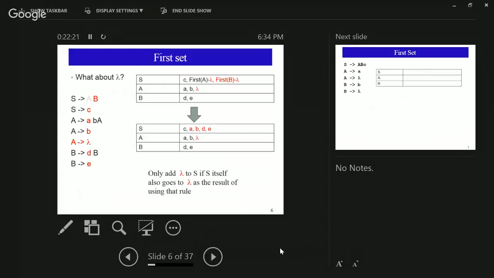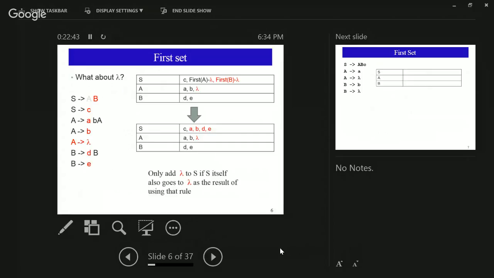You never move lambda into S automatically, unless S itself could go to lambda. That's the only rule. You have to be careful with the first. Don't move the lambda. Just because A could go to lambda doesn't mean S could go to lambda, unless both of them go to lambda. Then you have a lambda rule.